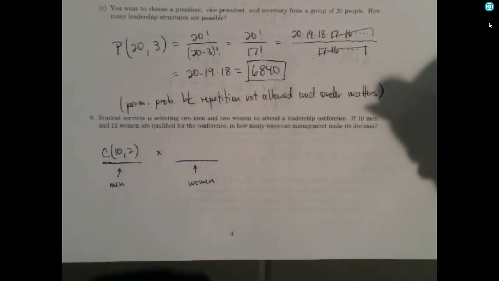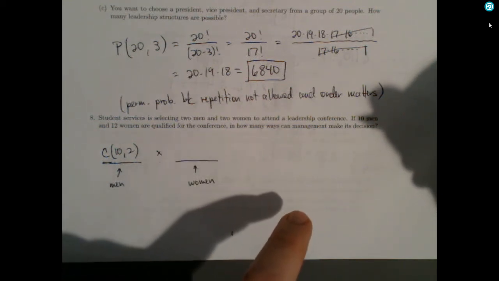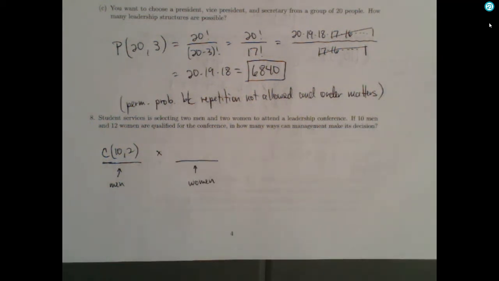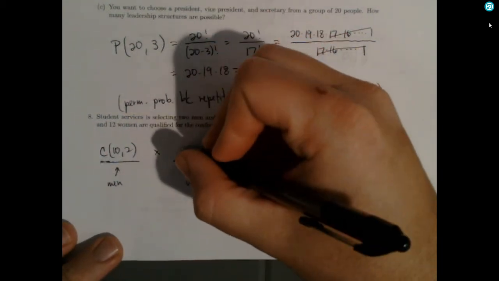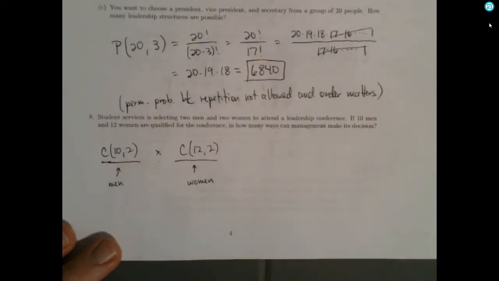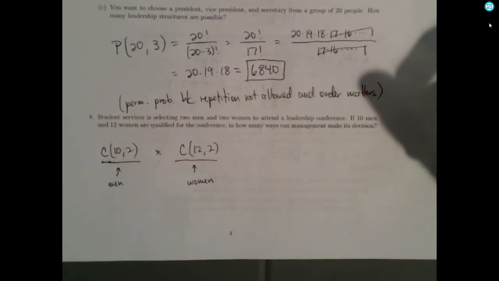Now for the women, you're going to go through a similar line of reasoning, right? It doesn't matter if you choose Jill and then Sally. That's the same thing as choosing Sally and then Jill. So the order doesn't matter, and repetition is not allowed. So this must be a combination problem. And you have 12 women to choose from, you need to choose 2 of them to send to the conference.